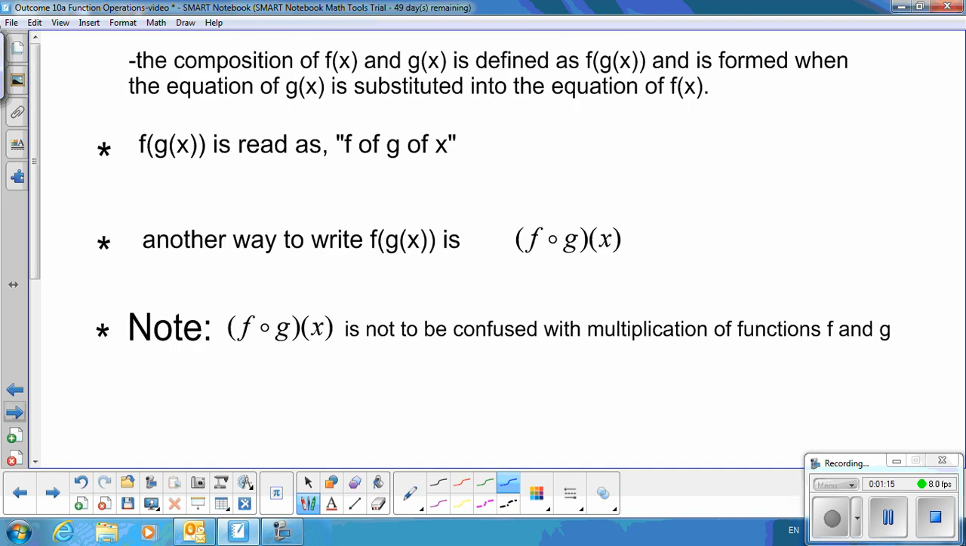The composition of f of x and g of x is defined as f of g of x and is formed when the equation of g of x is substituted into the equation of f of x. So f of g of x, another way to write it is to write it with this open circle. Be careful that f of g of x is not the same thing as f times g of x. Right? Two different things. This one is multiplication. This one is a composition.